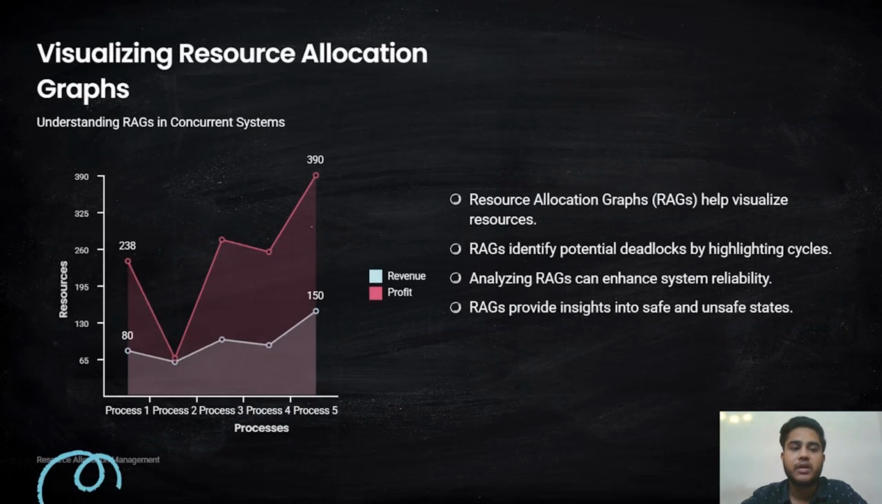Visualizing resource allocation graphs. Resource allocation graphs (RAGs) help visualize resources. RAGs identify potential deadlocks by highlighting cycles. Analyzing RAGs can enhance system reliability. RAGs improve insights into safe and unsafe states.